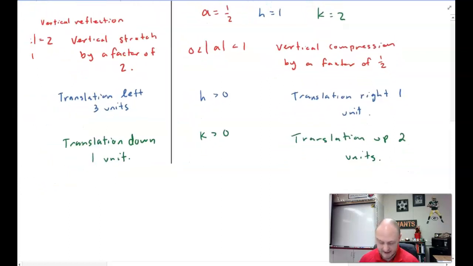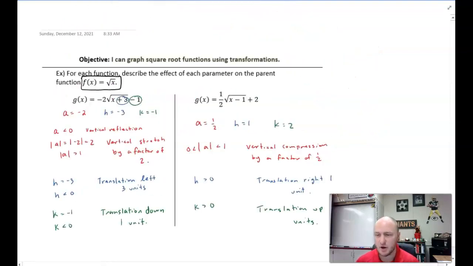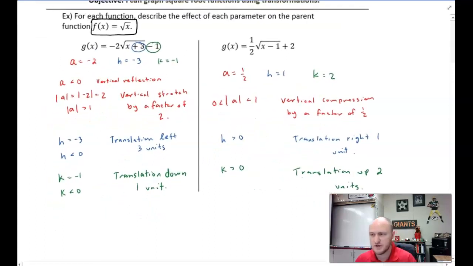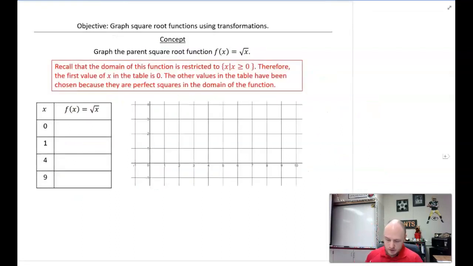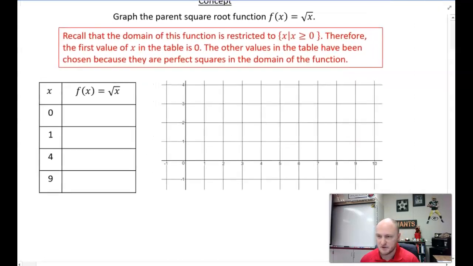Okay, so that is A, H, and K, identifying them, and then knowing what their effect on the graph is. Very, very important in order to be able to do what we're going to do today, looking at graphing transformations. Okay, so let me introduce you to the parent function of square root functions.